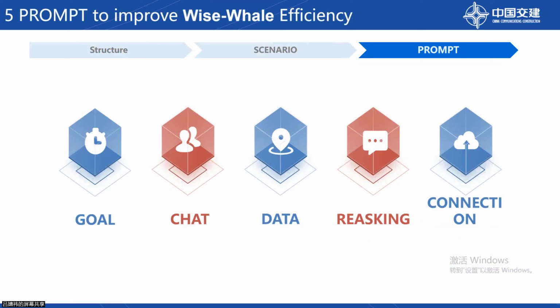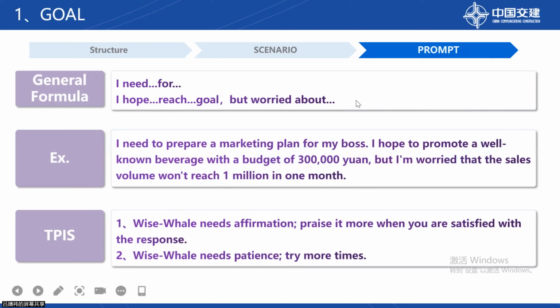Okay, we all see the scenario example, and there are 5 prompts to improve WiseWheel efficiency: Go, chat, data, reasking, and connection. We'll talk about it one by one. The first one is Go. The general formula to make a conversation with WiseWheel is: I need, for, I hope, reach what goal, but I'm worried about what. So there is an example.